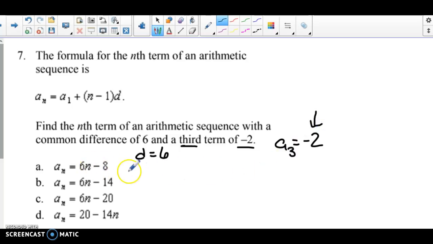So if I plug in 3 for n, 6 times 3 is 18 minus 8, that gives me 10. That's not a -2. 6 times 3 is 18, 18 minus 14 gives me 4. That's not the answer. 18 minus 20, that gives me a -2. That's my answer. So my third term is -2 for that sequence.